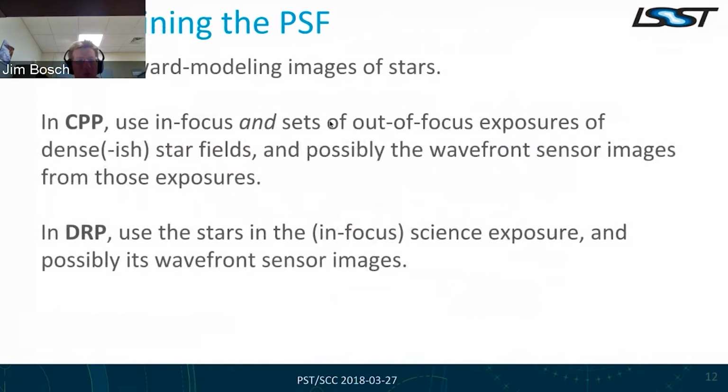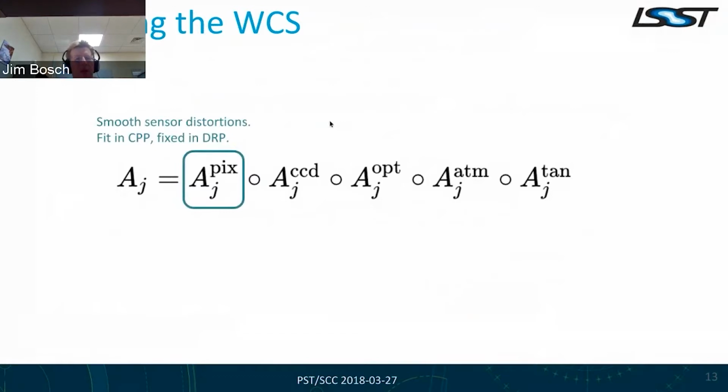So let's start over here on the left. This is just smooth sensor distortions. These are those things I talked about in the previous table that may come from the sensors, but they're smooth enough that we can consider them part of the WCS. These are baked into the sensors and fixed, so we can fit those in the calibration products production and hold them fixed when we're fitting science frames.